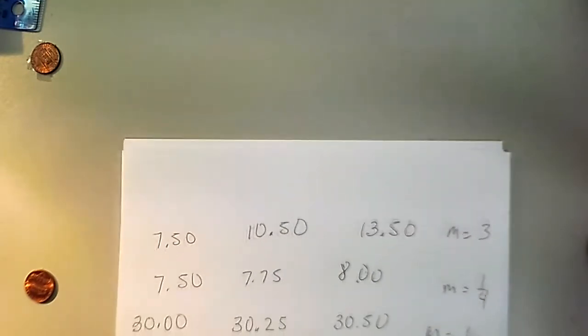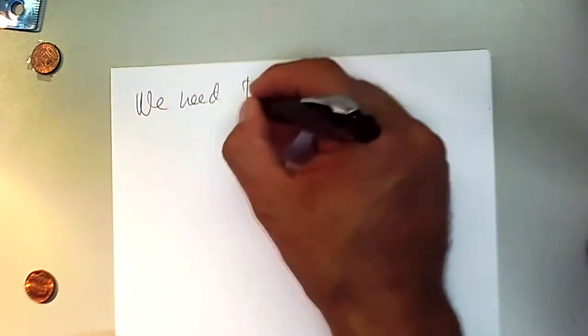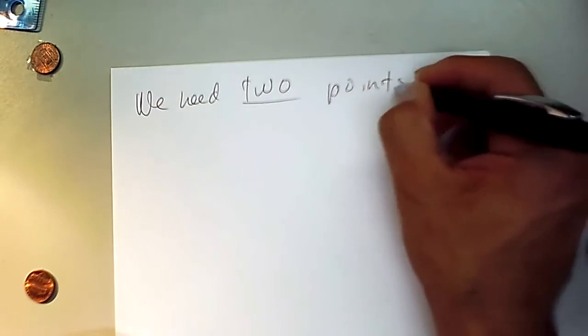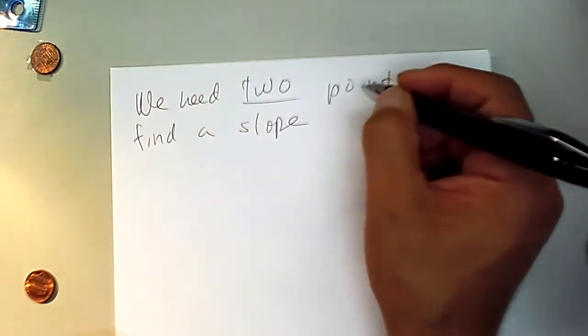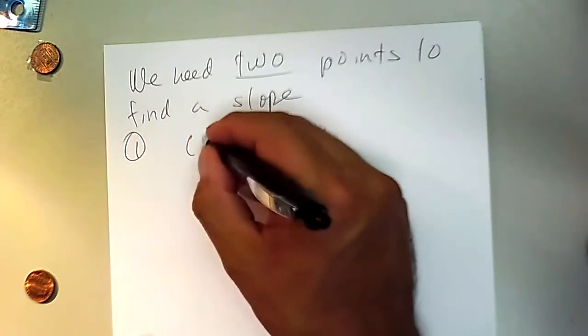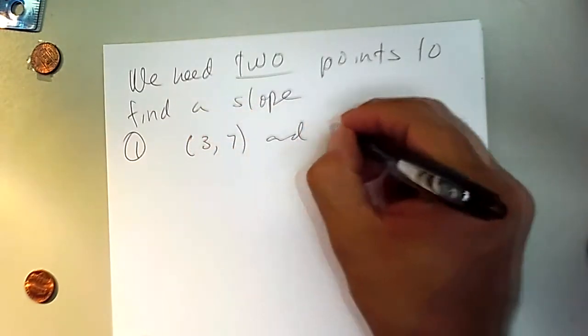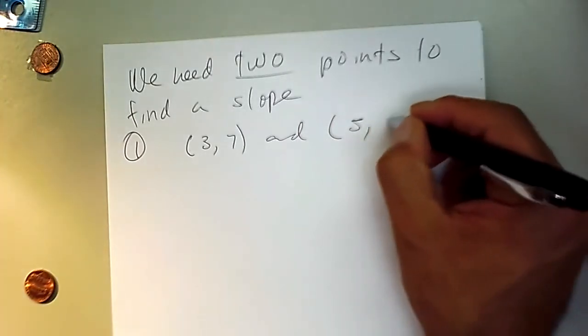All right. Now, the least amount of information we need to obtain a slope is two points. You need to have two points, a starting point and an ending point. So we need two points to find a slope. All right, so let's look at some examples. Let's say you have the point (3, 7) and the other point, let's go farther to the right, (5, 12).